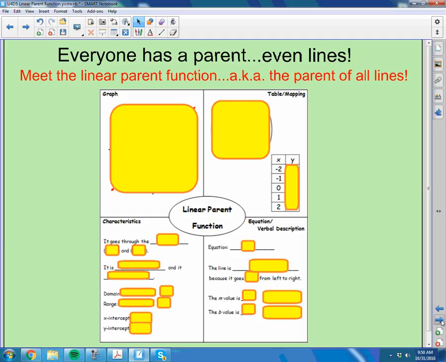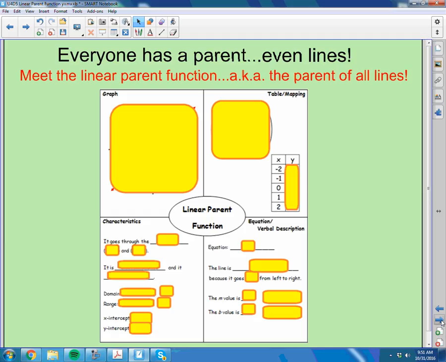Now we're going to learn about the linear parent function. Guys, everything has a parent. And our lines have a parent too, and it's called the linear parent function. And just like your parent, theoretically, the linear parent will always be the linear parent. There is no substitute, there is no replacement, there is no adjustment, there's a babysitter temporarily, but the parent comes back. The linear parent is the line that we compare all other lines to. The linear parent function is the line that we compare all other lines to.